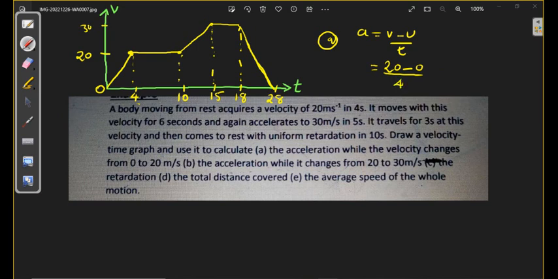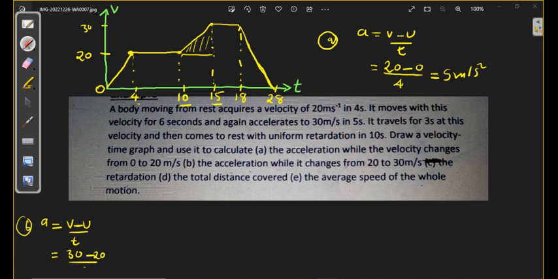And then for part B, the acceleration when velocity changes from 20 to 30. From 20 to 30 is this region. Acceleration is still going to be final minus initial over time. The final is 30, and we are starting at 20, divided by the time. The time we took, we moved from 10 to 15, so 15 minus 10 is 5. 30 minus 20 is 10, over 5. That is going to be 2 meters per second squared.